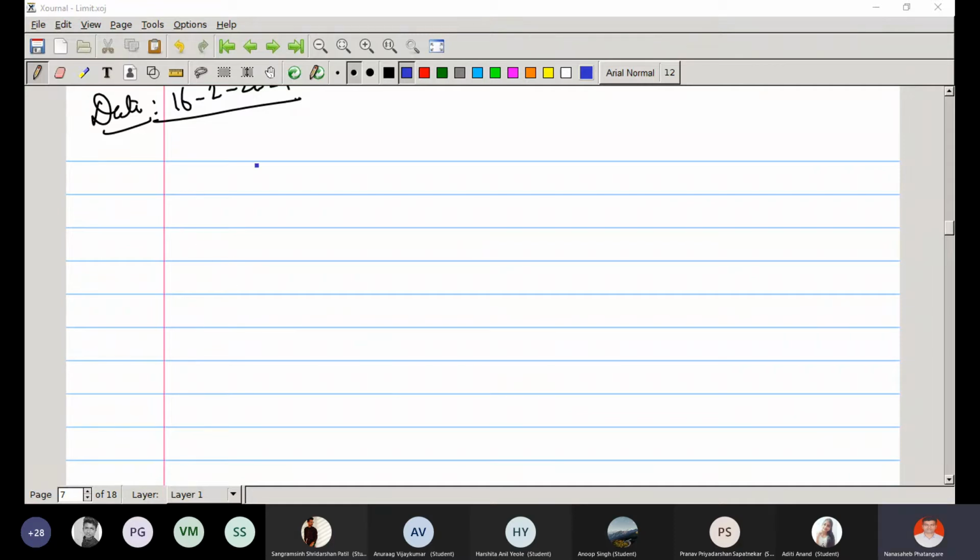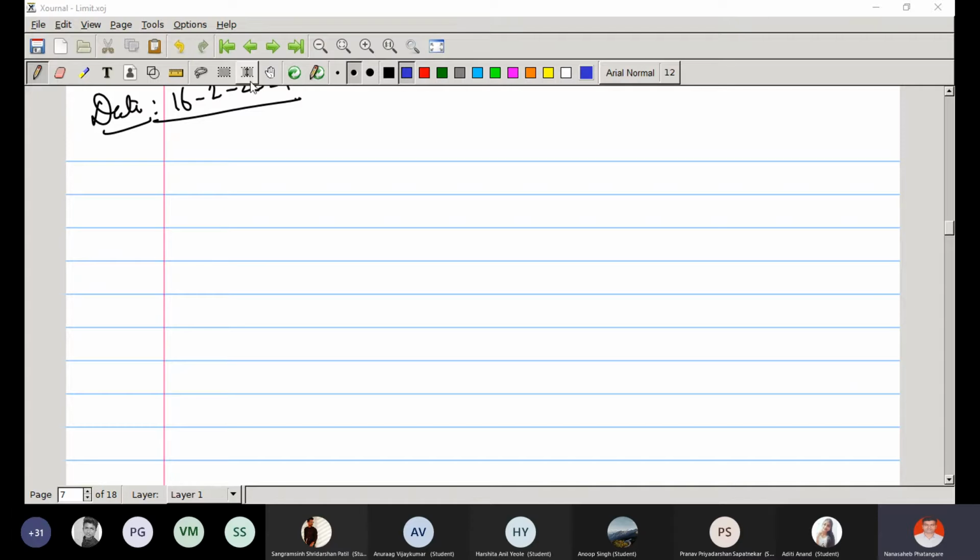Okay, so yesterday we discussed something about sets and neighborhoods, right? Yes. Okay, so we discussed two types of set and we did a comparative study of these two sets, right?